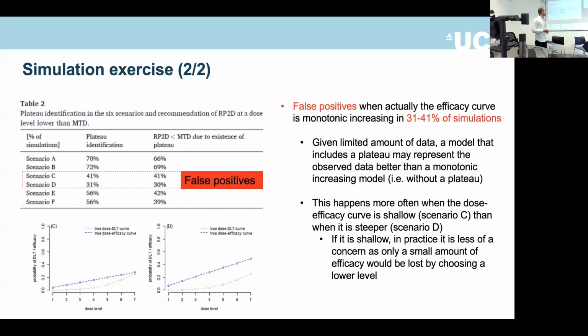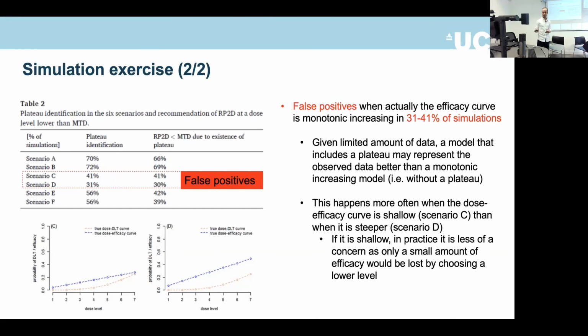However, in situations where there is no plateau, it turns out that it's still identifying the plateau. It's identifying the plateau in 30 to 40% approximately of the cases. Now, why is that? It's mostly due to the fact that the data set is really small. And in any given situation, it could well be that despite the fact that the truth is that there is no plateau, a model with a plateau will fit the observed data better. And this happens in 30 to 40% of the cases.